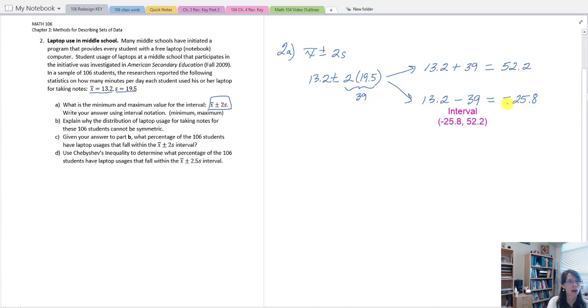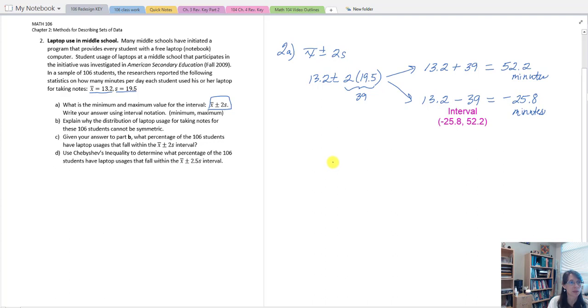Think about if a negative value would make sense for this particular example. So these are minutes that students are using laptops. You can have 52 minutes, but can you have negative 25 minutes? That isn't going to make sense. So that's going to be helpful answering one of the other questions today. So it might be helpful to include minutes here with these boundaries.